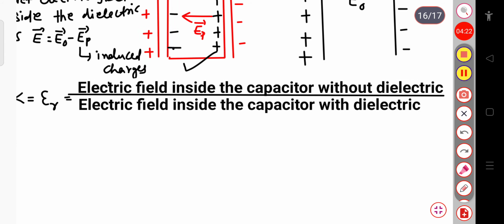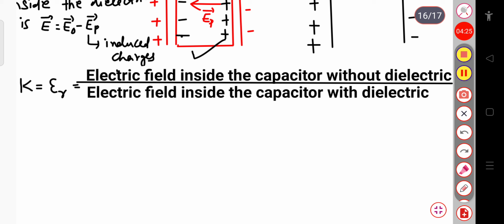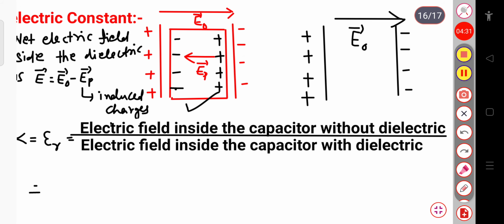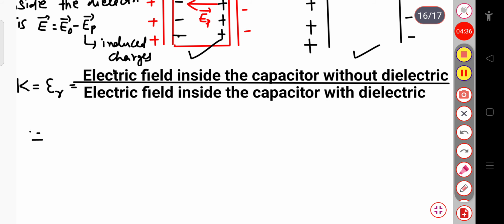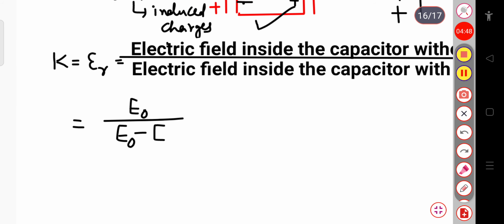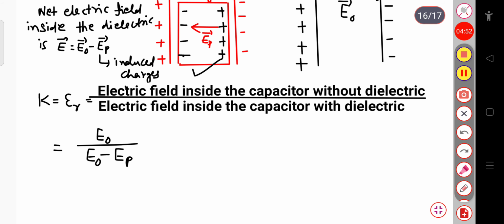Now this dielectric constant K can be written as the electric field inside the capacitor without dielectric, which is E naught when there is no dielectric, divided by the electric field inside the capacitor with dielectric, which is E naught minus EP. So K equals E naught divided by E naught minus EP. But we know that this external field E naught should be greater than EP, the field developed due to the dielectric. That implies K should be greater than 1.